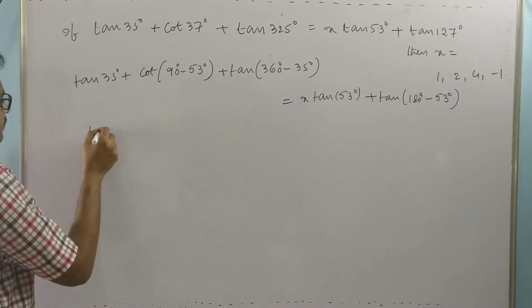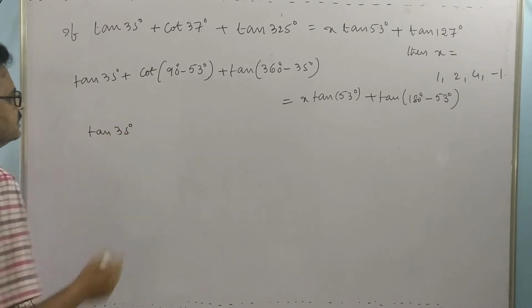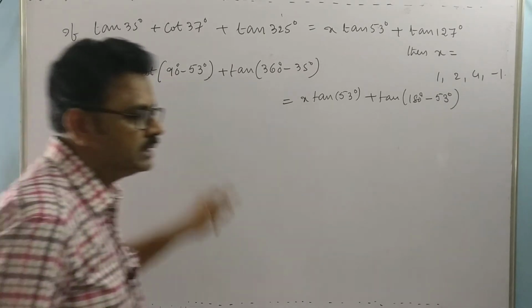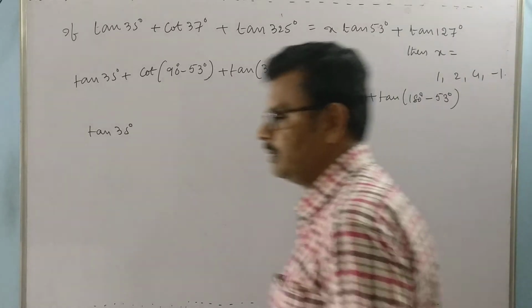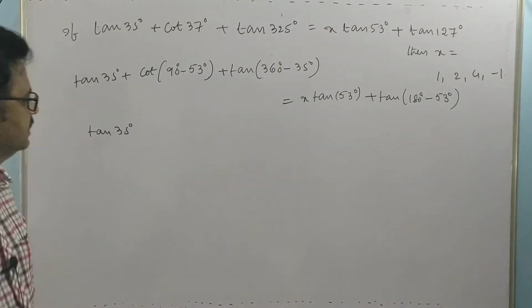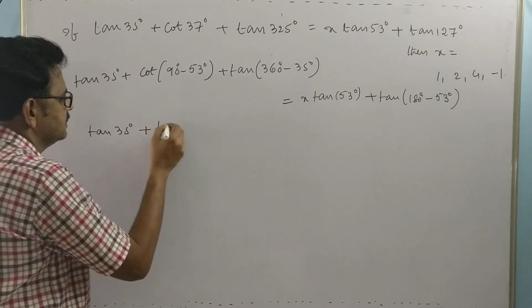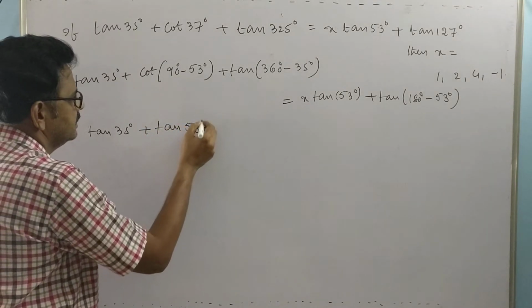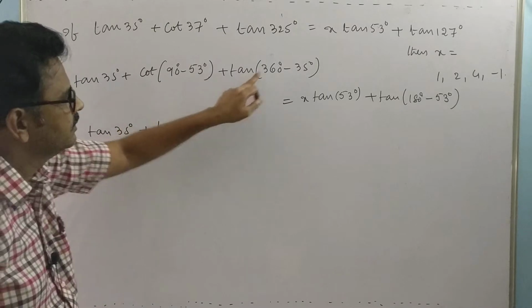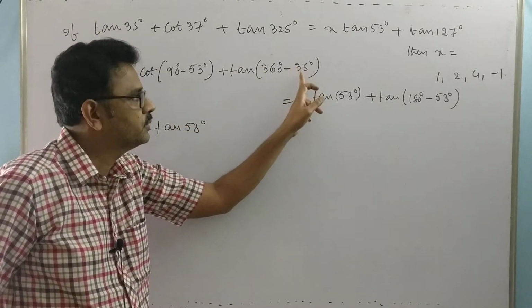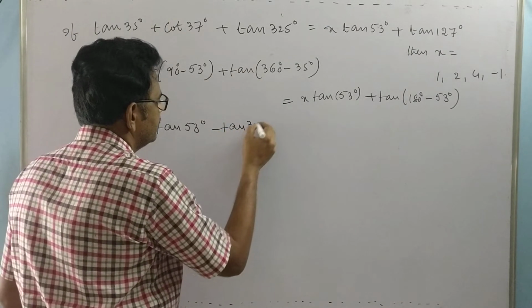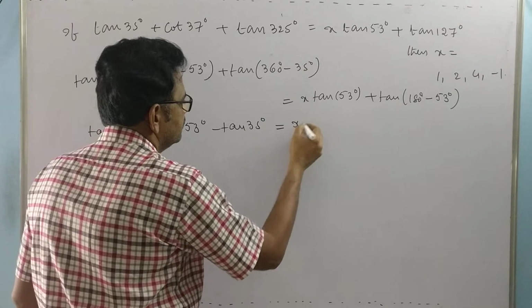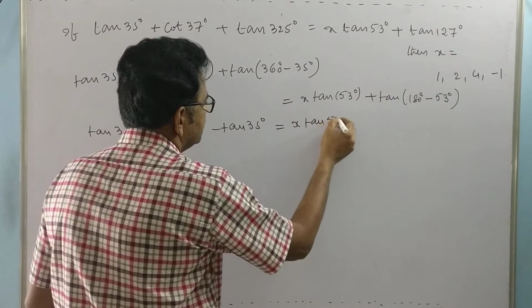So this is tan of 35 degrees. Cot of 90 minus theta equals tan theta, first quadrant. So this is plus tan 53 degrees. Tan of 360 minus theta, fourth quadrant, tan is negative. So this is minus tan 35 degrees is equal to x tan 53 degrees.